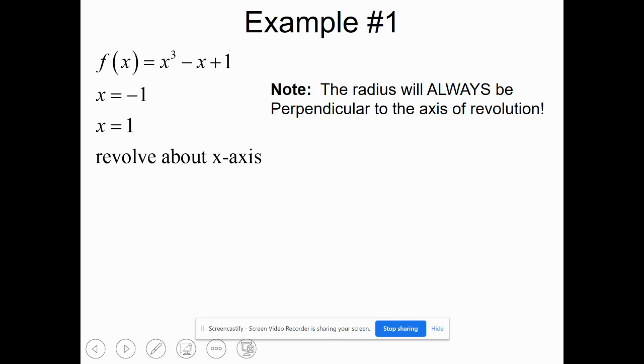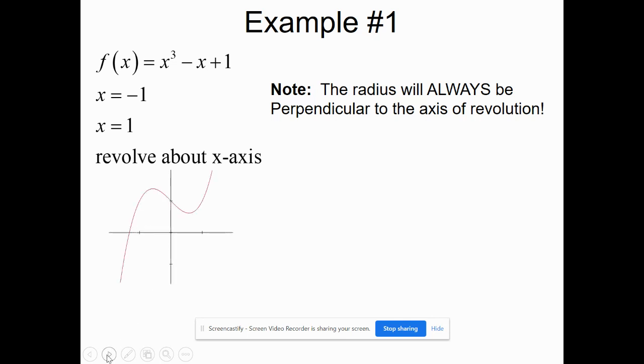So the first one has the function f equals x cubed minus x plus 1. X equals -1 and x equals +1 are the boundaries. We are going to revolve it around the x-axis. And my general note here: I think it's important to draw what I call a sample radius. Your sample radius will always run perpendicular to what you are revolving around.